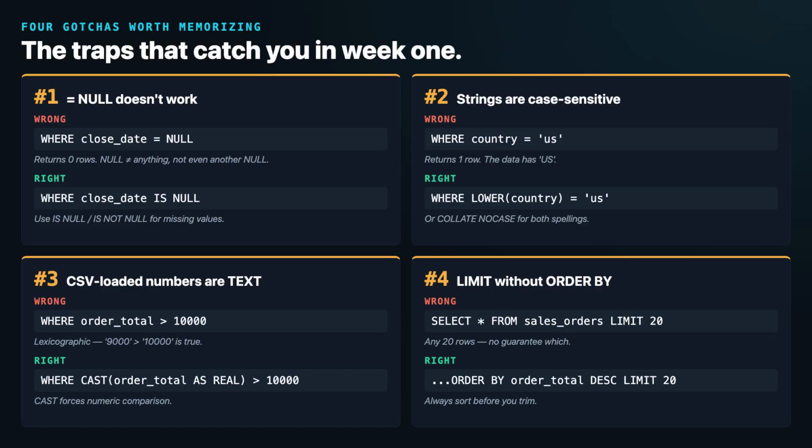Second, string comparisons are case-sensitive by default. Country equals lowercase us returns 1 row, not 25. If you want both spellings, use lower or COLLATE NOCASE.